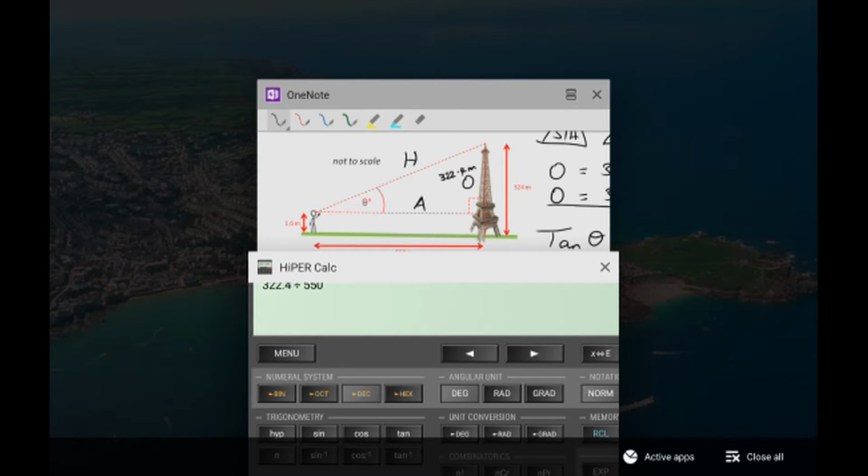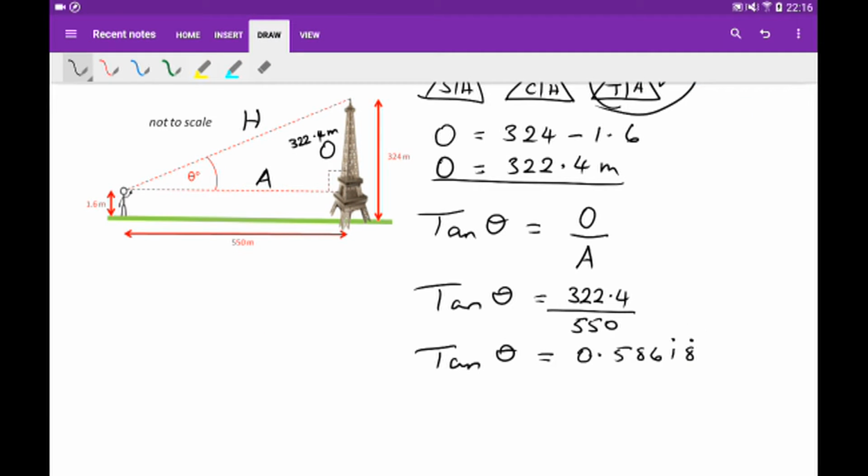Before I use the calculator to do that, this is what I would want you to write down. This says the tan of theta equals 0.58618 recurring. Obviously this is not my angle. You're not going to have an angle 0.5 degrees. This is the tan of my angle is 0.58618 recurring. I want to know what theta is on its own.